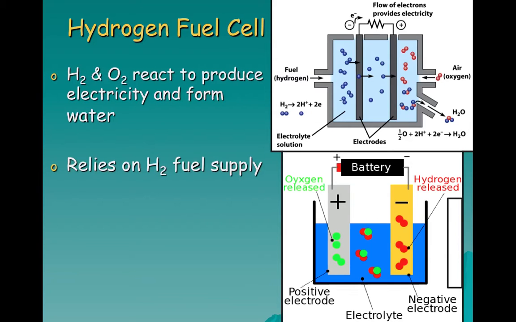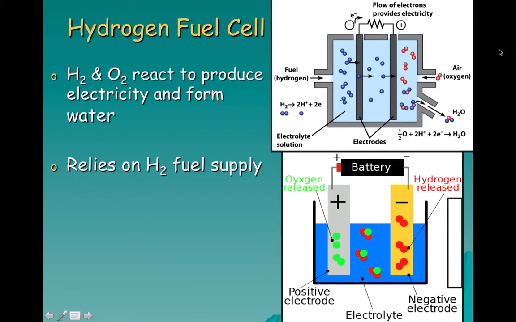And what it relies on is the supply of hydrogen. We have oxygen, and this diagram here shows it. If you have hydrogen coming in on one side and oxygen coming in on another side, they're going to react to form water, but this reaction of the oxygen and hydrogen coming together also produces electricity, and you can generate electricity from this.